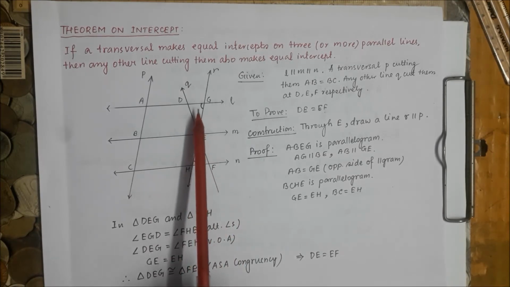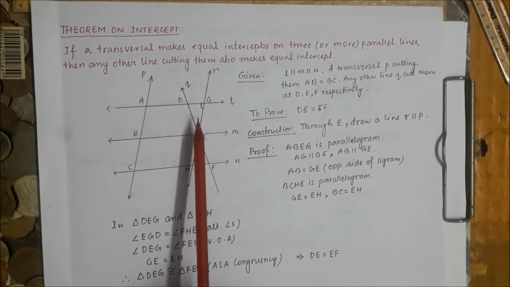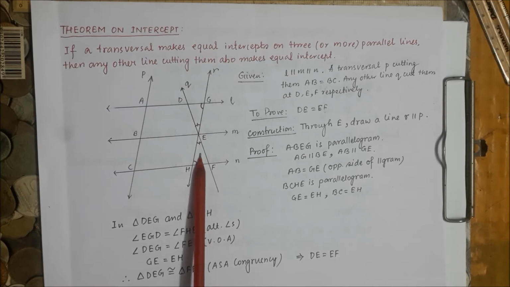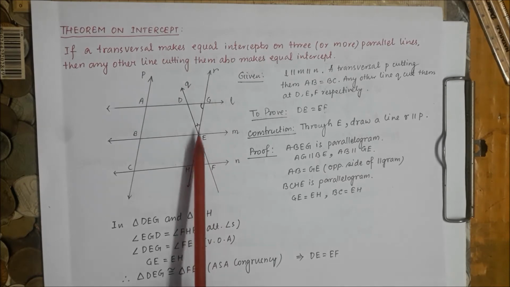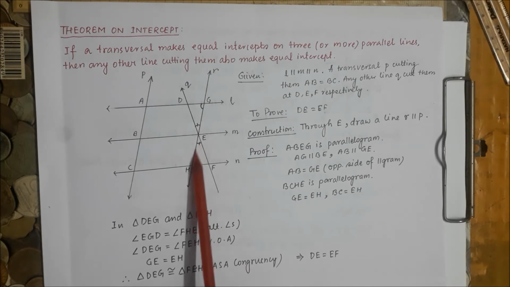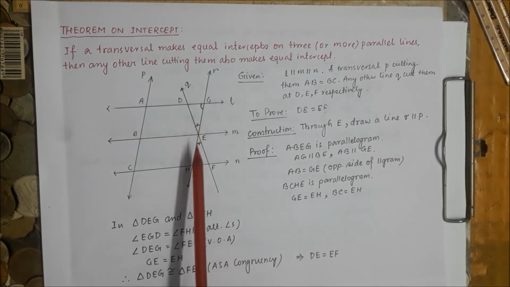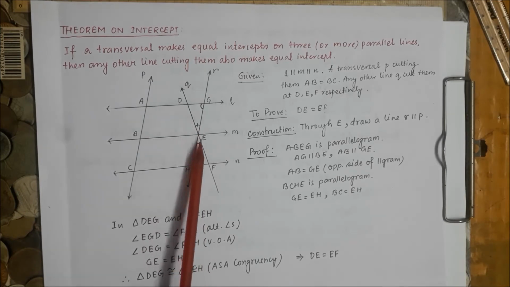So now we are going to prove that these two triangles are congruent to each other. In these two triangles, these two angles are equal, as they are vertically opposite angles. These two angles are equal as these two lines are parallel to each other and this is a transversal, so they are alternate interior angles. And GE is equal to EH, we have just proved that. So these two triangles are congruent to each other. Therefore, by CPCT, we can say that DE is equal to EF.